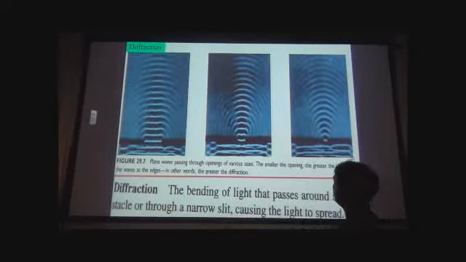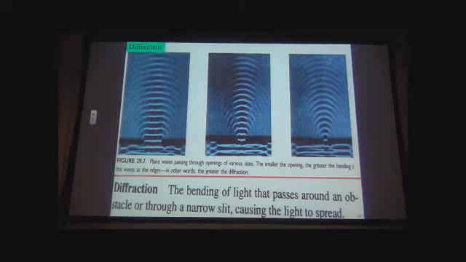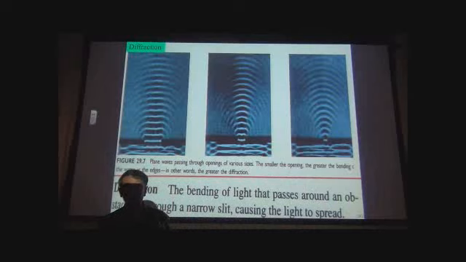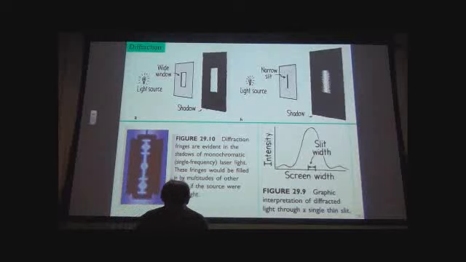So diffraction is that phenomenon where this bending of light occurs, the light passes around an object or through a narrow slit, causing the light to spread out as opposed to being in a very tight beam. That is a phenomenon that's typically unique to waves rather than to BBs or ping pong balls or whatever.